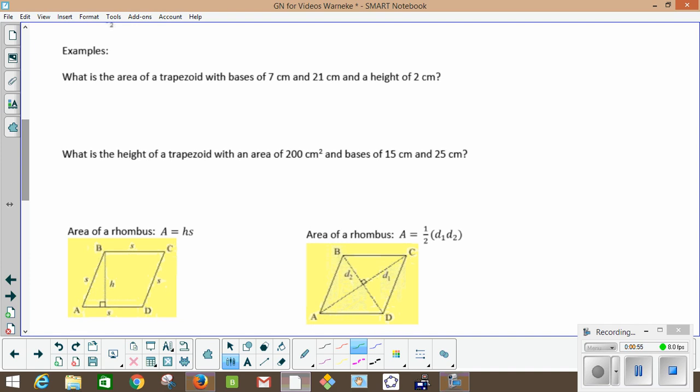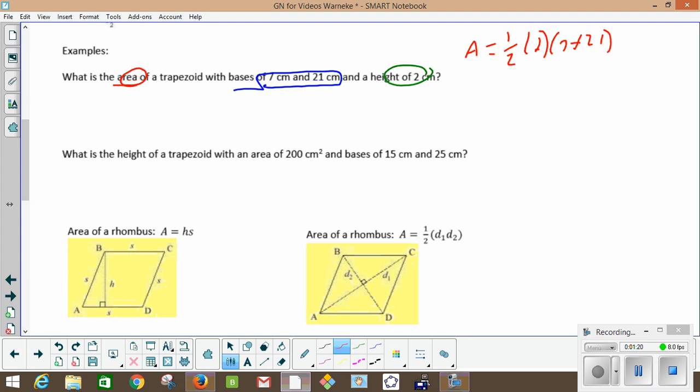If we take an example here, it says what is the area of a trapezoid when we give you the bases 7 and 21 and a height of 2. So as before, we have a formula. So we take 1/2, and the height in this case was 2, and we take the two bases and add them together. And in doing so, we would get the area of 28, and there are units with this one, so 28 centimeters squared.